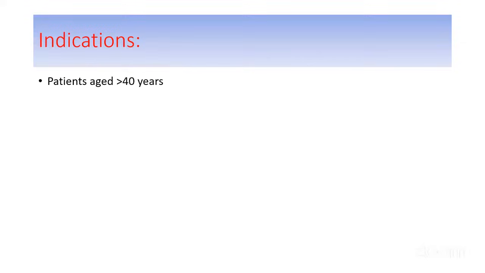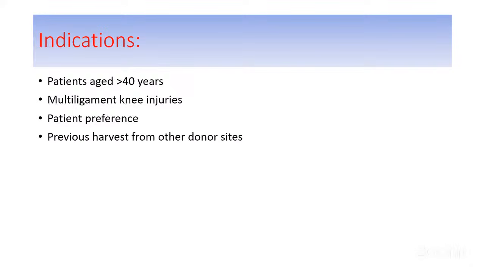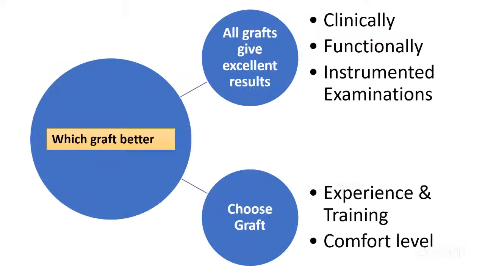So the indications for these allografts should be patients aged more than 40 years. In multi-ligament knee injuries, you should use allograft. If the patient prefers not to give autograft, you can go for allograft. If the previous harvest was from other donor sites and grafts are not available, you can go for allograft. And with inadequate autograft tissue also, you can go for allograft.